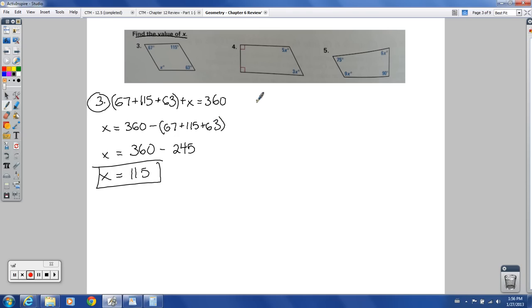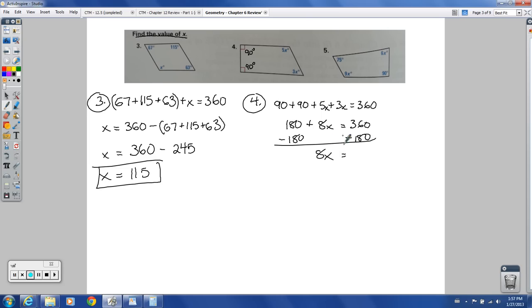Number 4, this and this means those are both 90 and 90 degrees. Boxes in the corner, so I have 90 plus 90 plus 5x plus 3x plus 3x would equal 360. I'll combine like terms on this one and do it more like a traditional algebra problem here. This would be 360, subtract your 180, 8x equals 180, divide by 8, and this one turns out not to be a nice whole number.